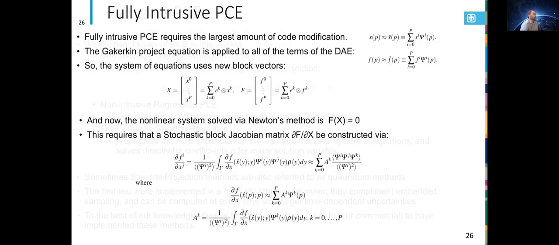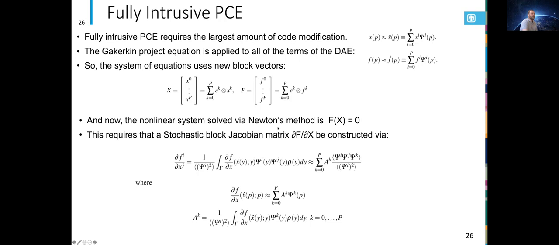So I'll just talk a tiny little bit more about the fully intrusive PCE. That took a lot of work on our part, but basically what you're doing is applying these projections to every part of the DAE. That means that every vector of the system of equations, your residual vector and your solution vector and so forth, all have to get processed in this way. Circuit solvers are solving nonlinear systems of equations, so they always use Newton's method to minimize your residual vector. That means you have to set up a Jacobian matrix, which is the derivative of your residual with respect to your solution vectors.